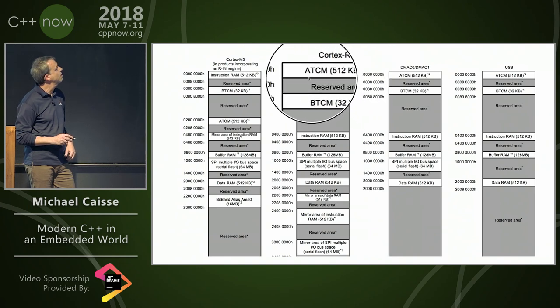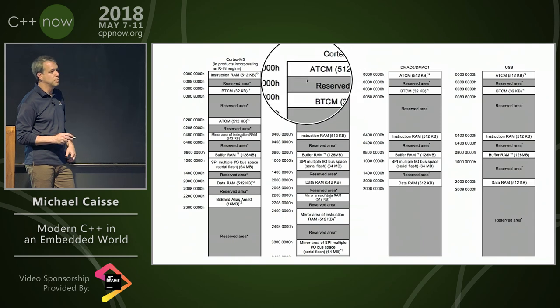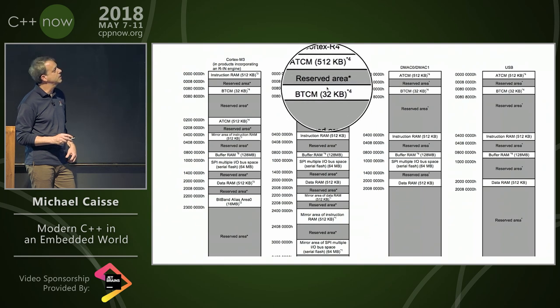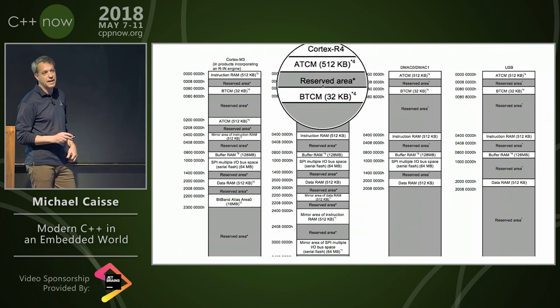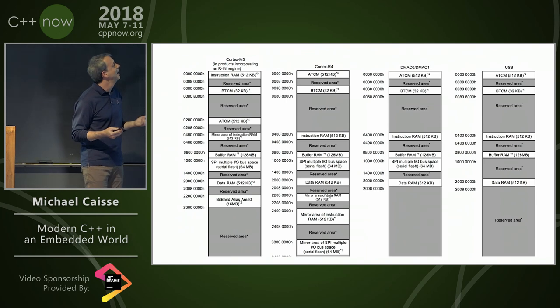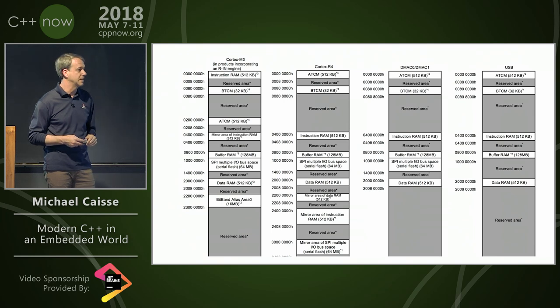You can see that our R4, starting at address 0, has this tightly coupled memory. There's an A and a B. The A is 512K, the B is 32K. In the 512K tightly coupled memory A, we're going to stick our program. 0 is not null, people. It's a real address. It's important. And tightly coupled memory B is where we're going to put our stack.